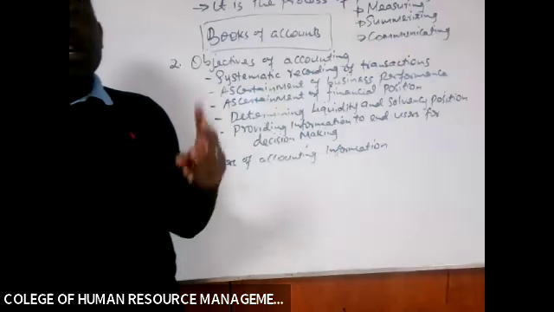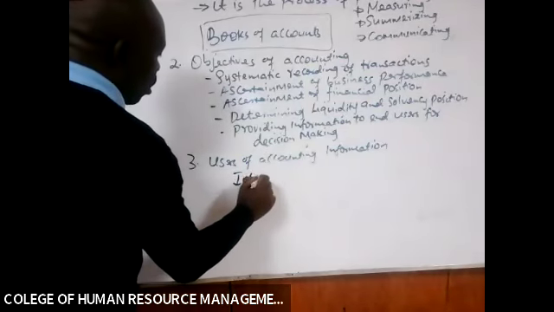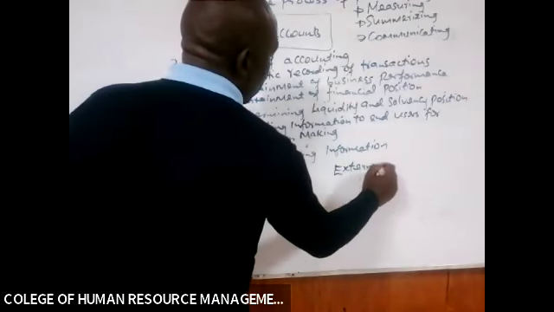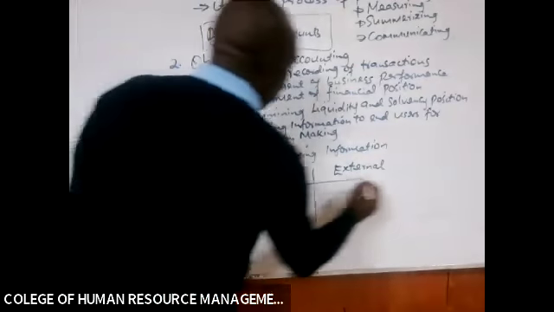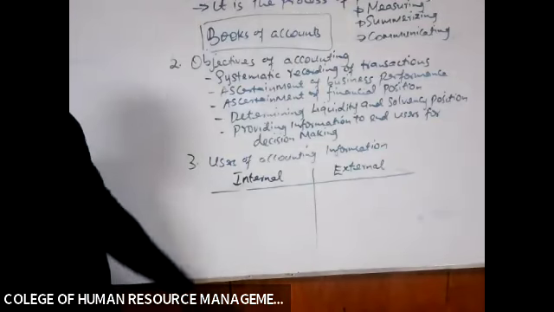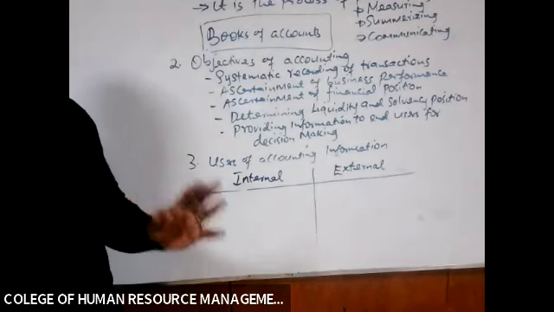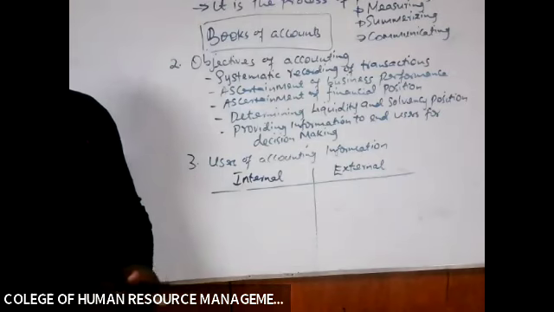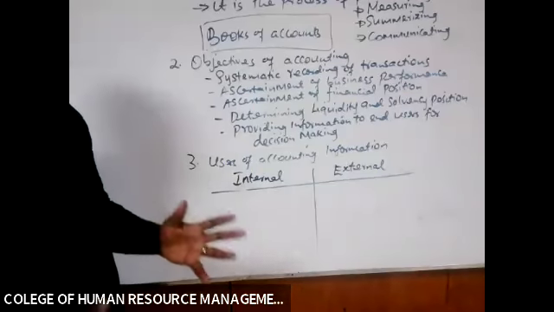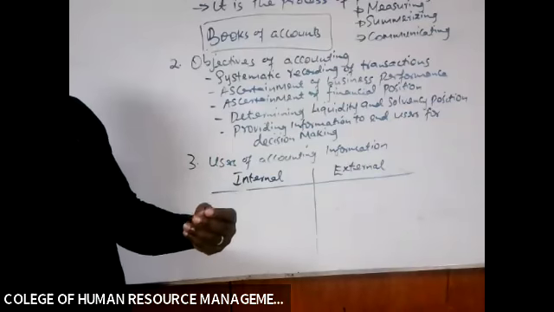These users are classified into 2 categories. We have those users we call internal. We have those users we call external. Internal versus external users of accounting information. I will start with the internal users. For the internal users, these are individuals or parties who are simply within the business. They are within the same business. So they are interested in knowing how the business is performing because of certain things that they want to decide on.